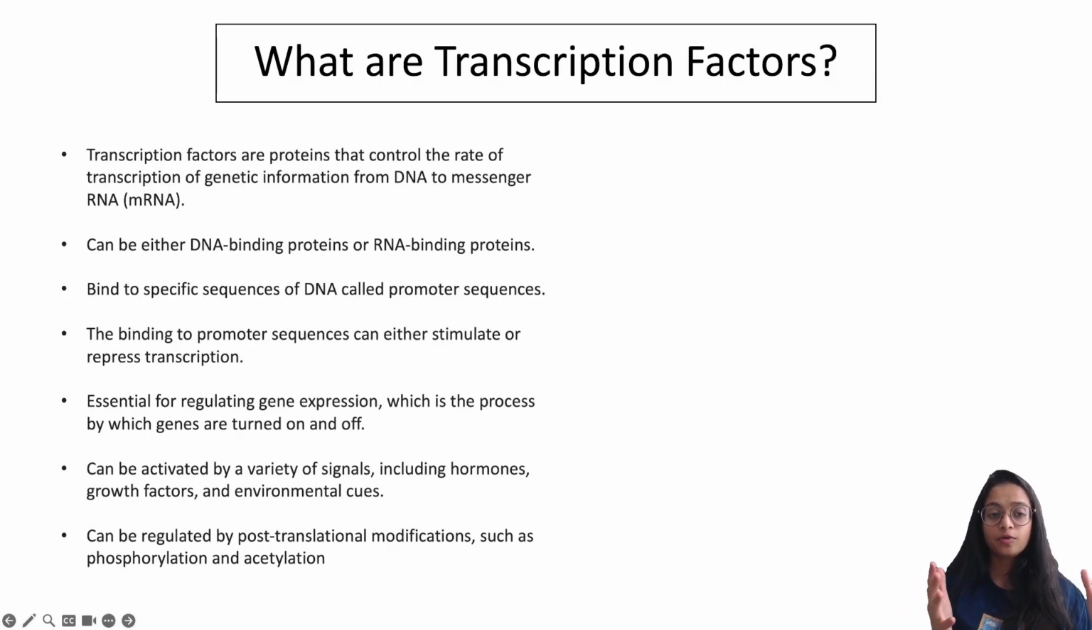Now that we've spoken about motifs, let's talk about the other component, that is the transcription factors. Transcription factors are proteins that control the rate of transcription of genetic information from DNA to messenger RNA. They do this by binding to specific sequences of DNA, and the binding of transcription factors to these specific DNA sequences can either stimulate or repress transcription. Transcription factors are essential for regulating gene expression, which is the process by which genes are turned on or off.